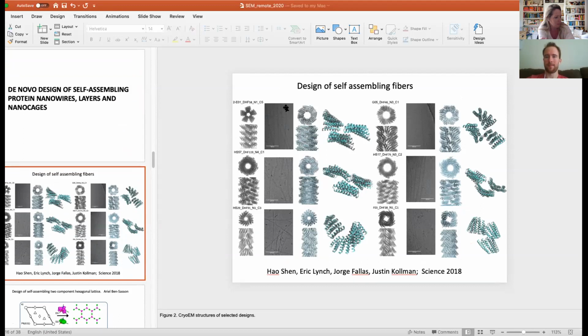And it's probably a little hard for you to see, but these proteins do form long fibers when they're expressed in cells. And when Justin Coleman's lab solved the cryo-EM structures, it turned out these fibers were very close to the computational models.